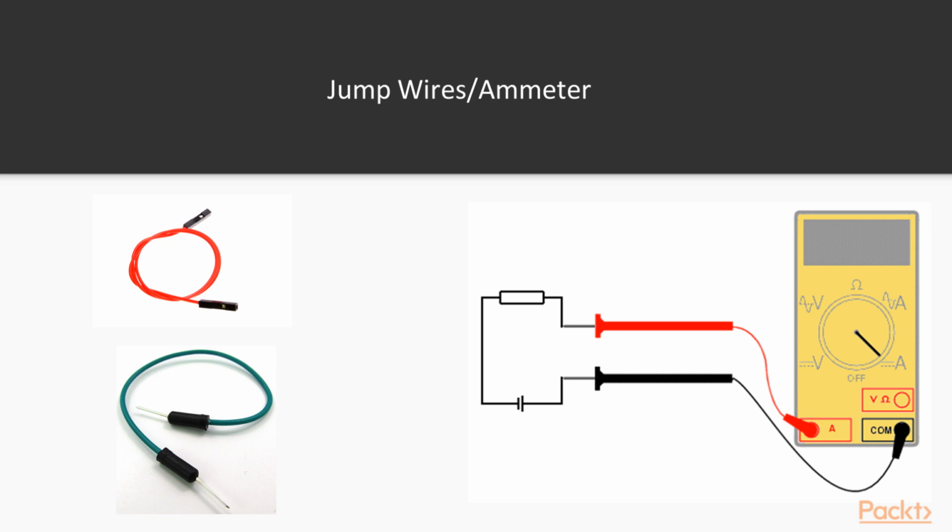On the right hand side is an ammeter, or at least what looks like an ammeter. It is something which is very important for you to measure current, voltage, resistance, capacitance, and so on. It is something which every one of us should have.